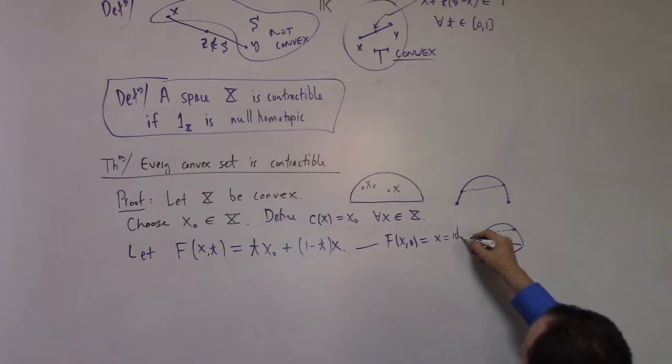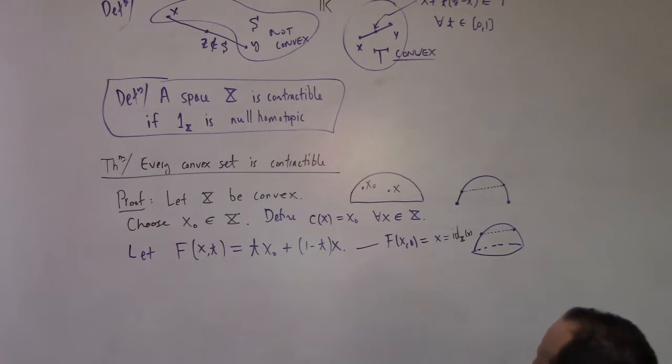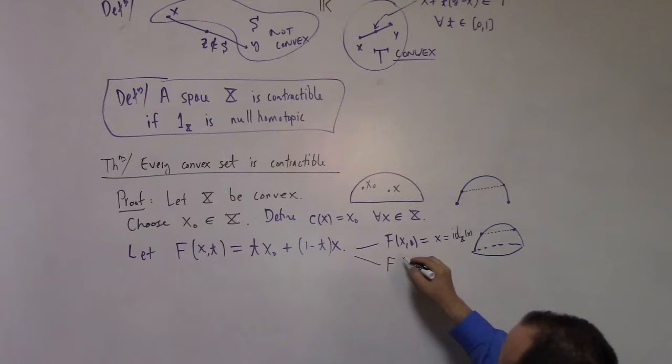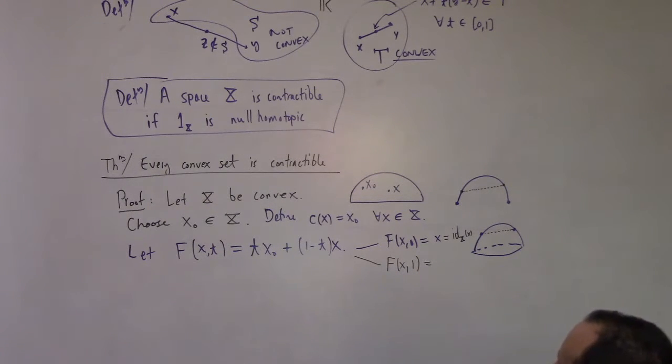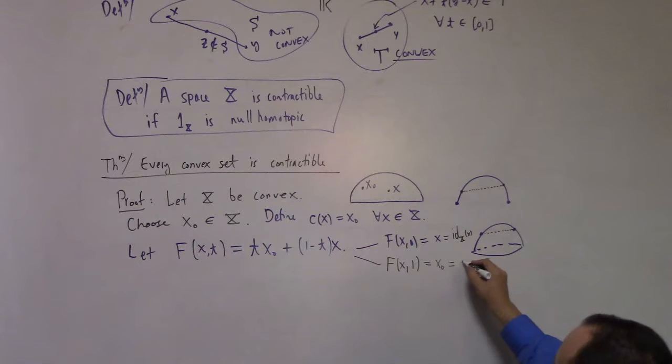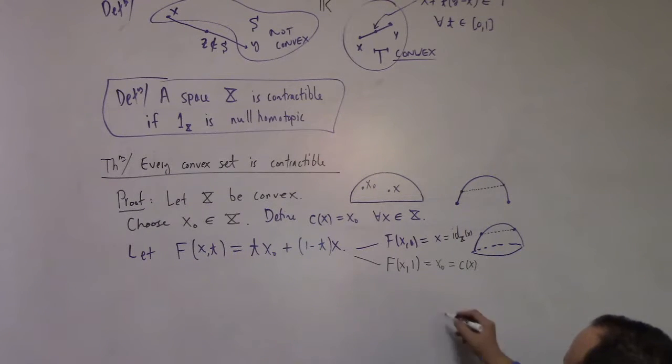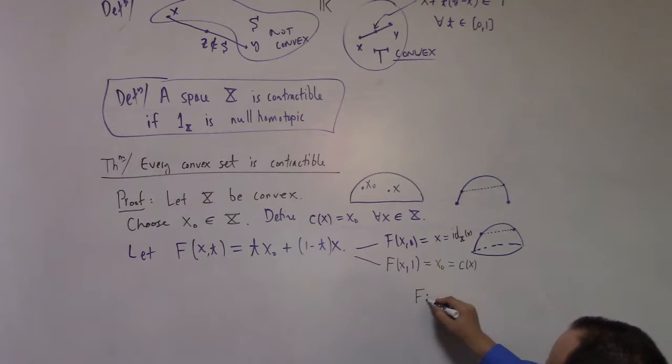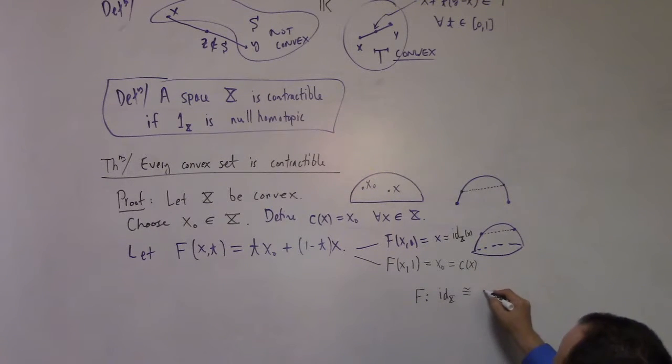Anyway, this is of course the identity on X, right? And then, thank you, Daniel. I feel much better now. The burden has been lifted off my shoulders. I say f of x comma 1 is what? That's just x naught, and of course that's C of x. So therefore f is showing that the identity map on X is homotopic to the constant map.